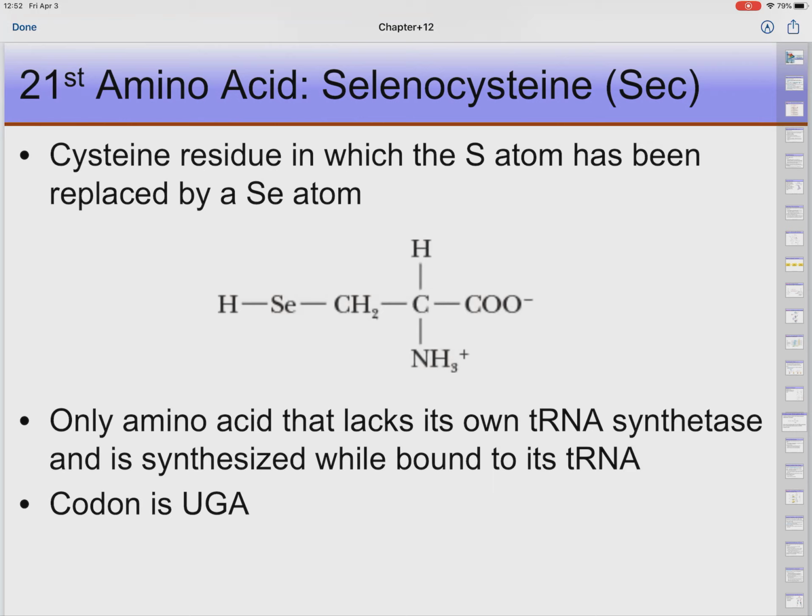So the other weird thing about this is that this guy does have a tRNA, but it doesn't have a tRNA synthetase. So nothing that will actually put this amino acid onto a tRNA. It does have its own tRNA, and the reason it needs its own tRNA is because this tRNA recognizes a stop codon. So this thing normally recognizes a stop codon.